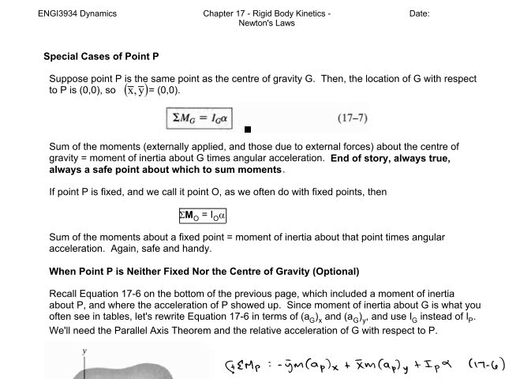No matter what's going on with the motion of your body, whether it's fixed axis rotation, translation, general plane motion, you can always use this equation 17.7 from your text. Sum of the moments about the center of gravity equals moment of inertia about the center of gravity times alpha. Okay, so that's all you'll ever need to do.